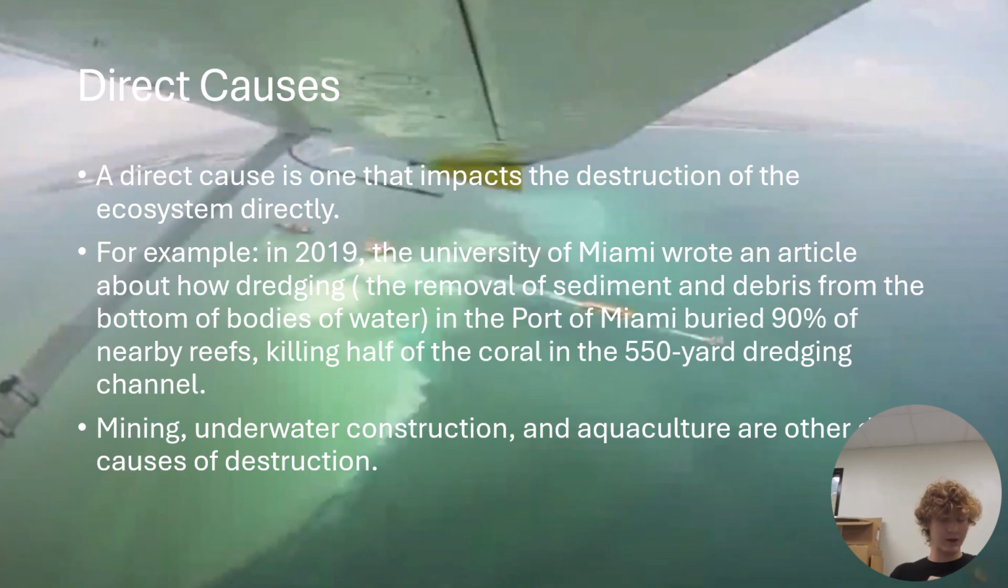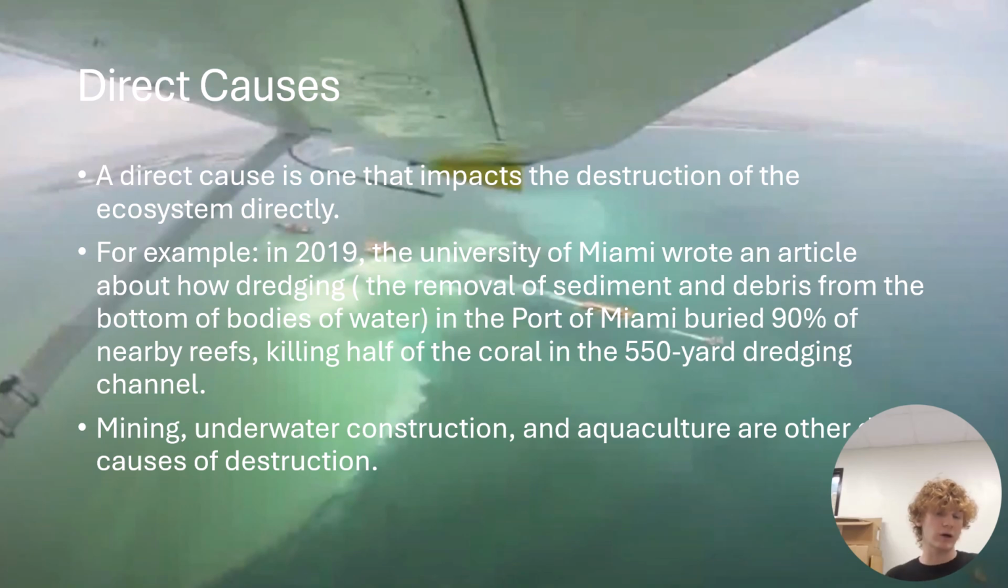I put down that in 2019, in my home state of Florida, the University of Miami wrote an article about how dredging in the port of Miami, and if you didn't know, dredging is when sediment and debris is removed from the bottom of bodies of water like channels, usually so ships can pass through more comfortably. But this dredging project killed or buried 90% of the nearby coral reefs, killing half of the coral in just a 550-yard radius, which is extremely bad, as you will find out.